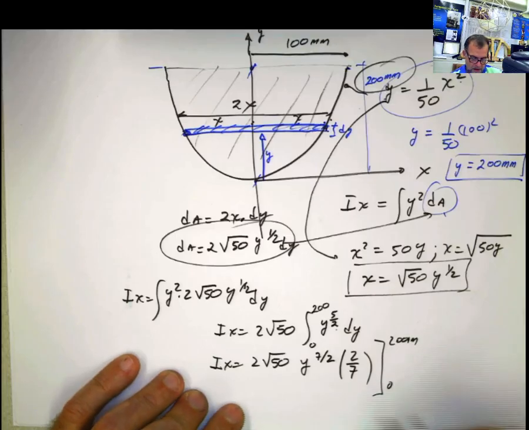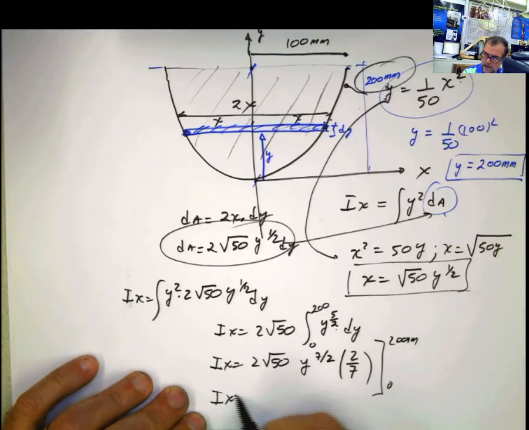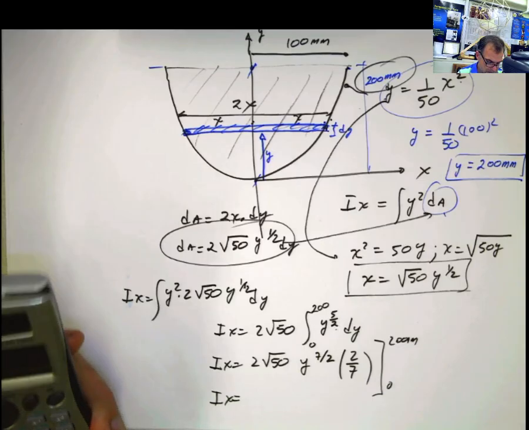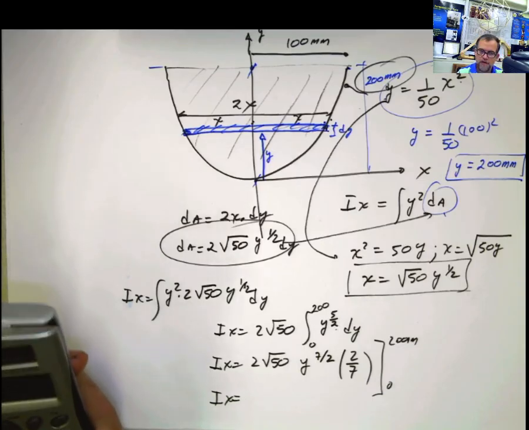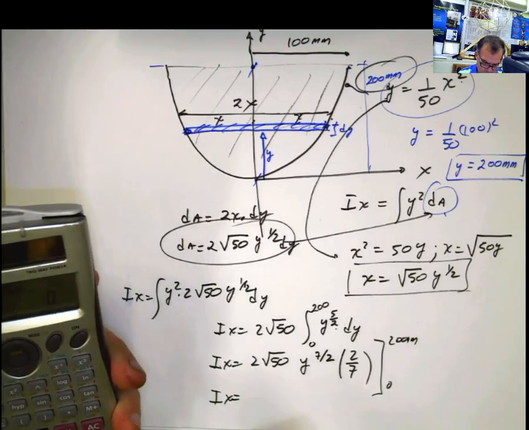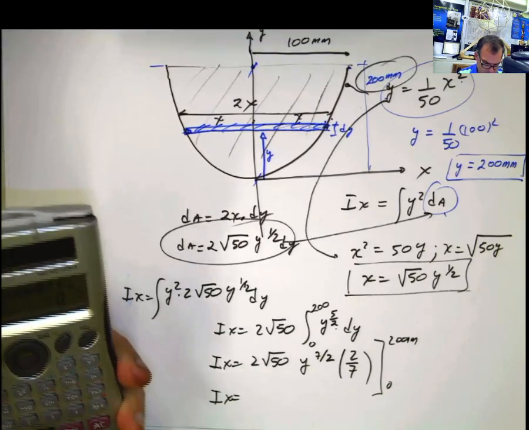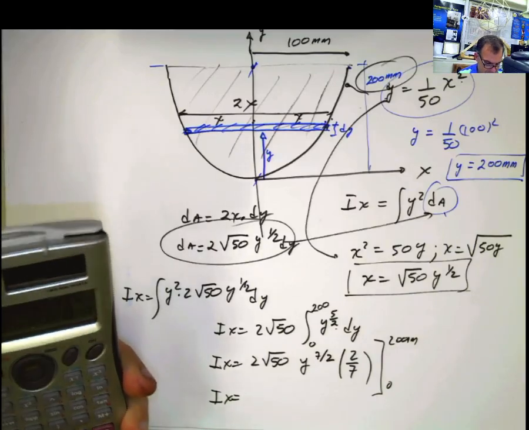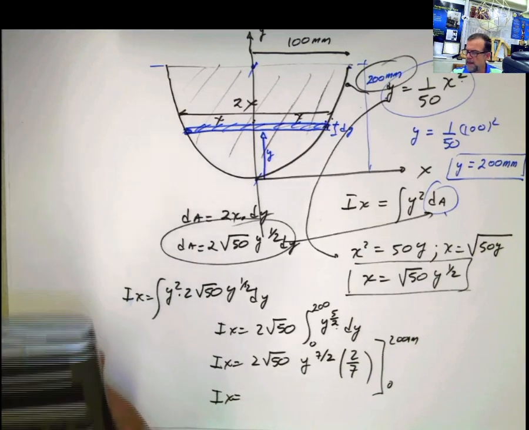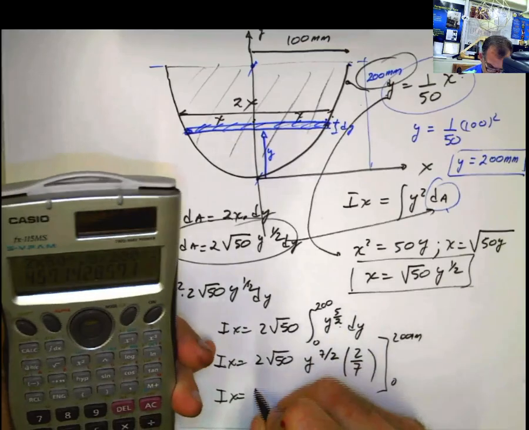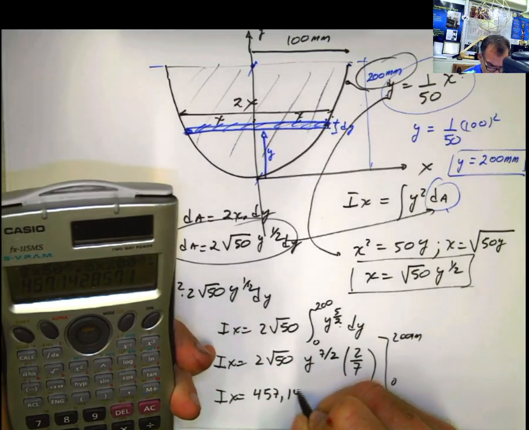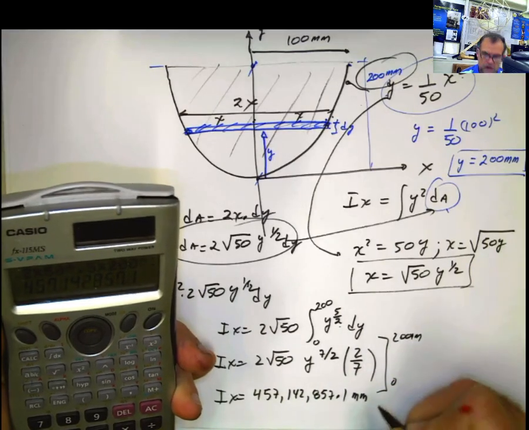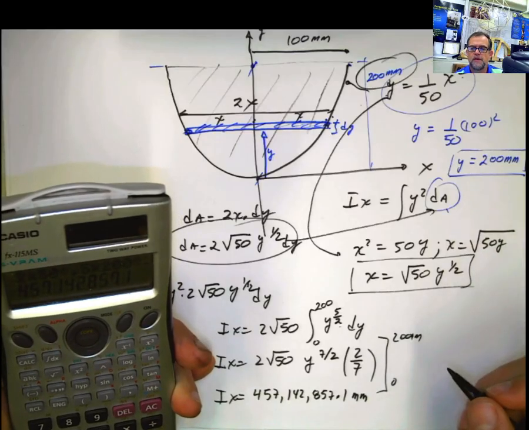And when you do that, where is my calculator? Calculator, here you are. 2 times square root of 50, I do 50 to the 0.5, times y, which is 200 elevated to the 7/2, which I could say 3.5, multiplied by 2 divided by 7, and that is equal to 457,142,857.1 millimeters. Millimeters what? What are the units for moment of inertia?